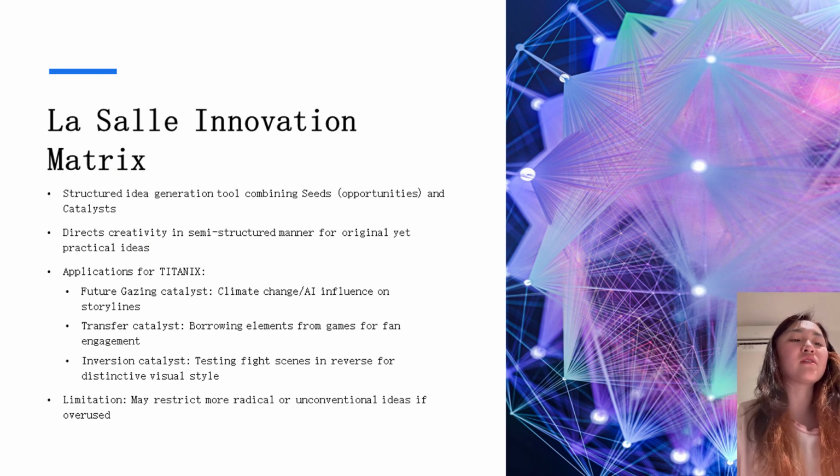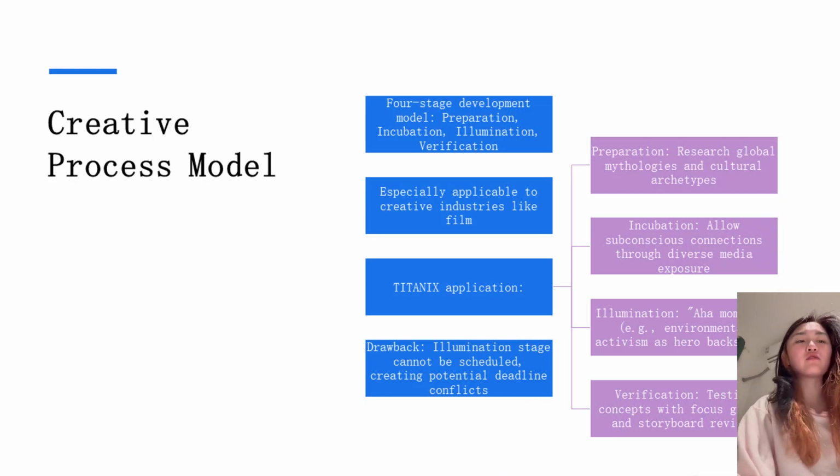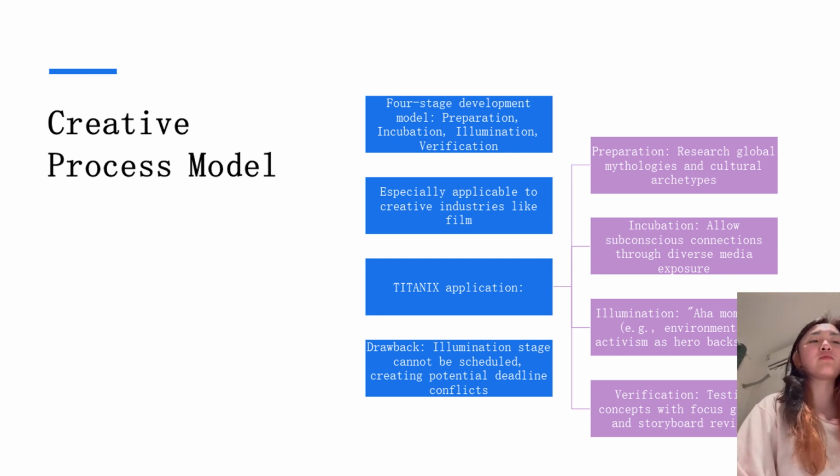One of the limitations is that, although structure can lead innovation, when overused it can limit the flow of ideas and produce more redundant or inconvenient ones. The second model is the creative process model, which describes the development of ideas through four stages: preparation, incubation, illumination, and verification.